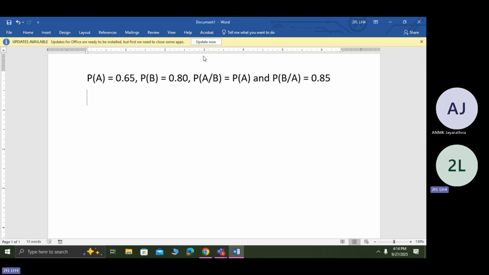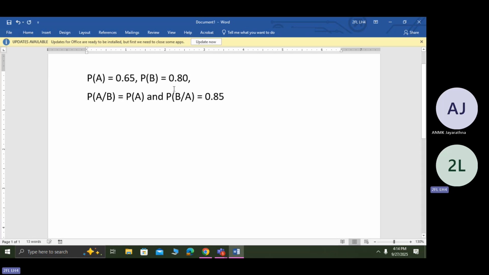These are the information given in the question. The first says probability of A equals 0.65. The second says probability of B equals 0.8. Then these are okay. Next one says probability of A given B is equal to probability of A. Okay, so A given B is equal to the probability of A.